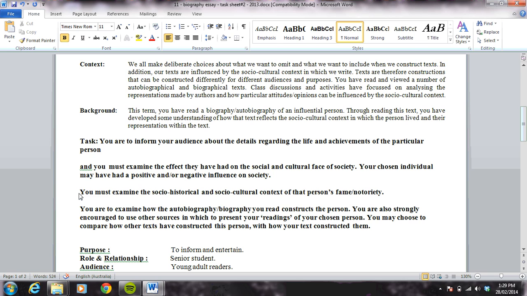So what that means is your person is famous for a reason, and that is depending on who is around them, what society believes. If they were famous a long time ago, was society or the culture different at that time, and did that affect their fame or notoriety?